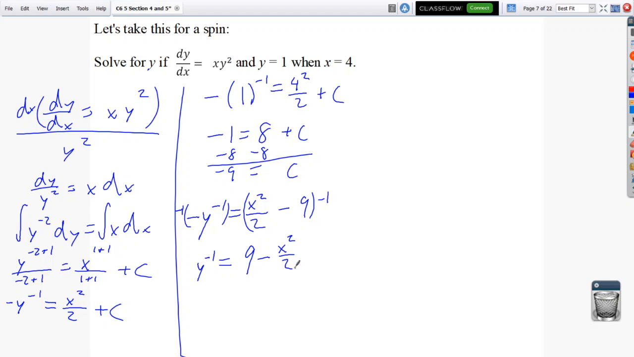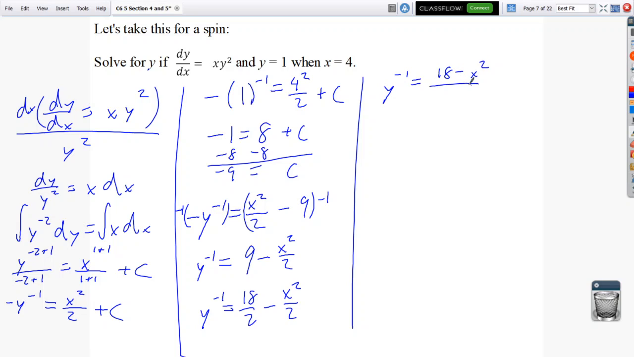Now I need to take both of these sides and raise them to the negative first power. Raising to the negative first power is going to mean just take the reciprocal on both sides. So personally, I would like to rewrite this as y to the negative first is equal to 18 halves minus x squared over 2. Why do I do that? Well, one, because it's true, and two, because it allows me to put this as y to the negative first is equal to 18 minus x squared over 2. Write it as one fraction.